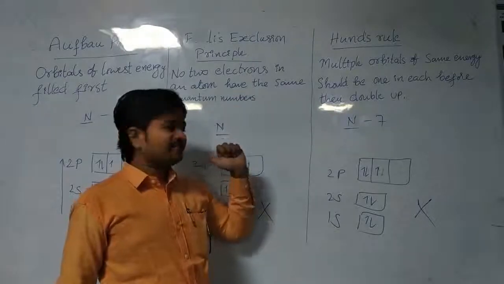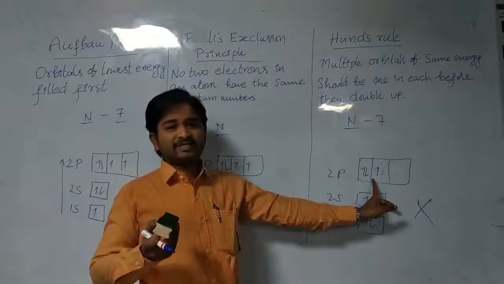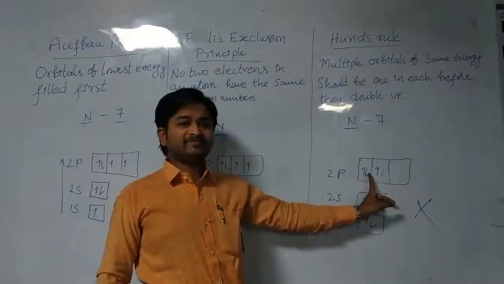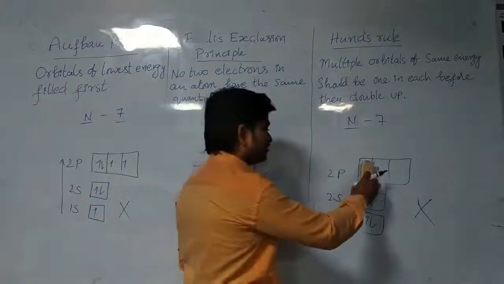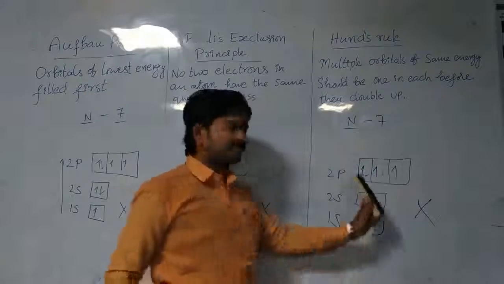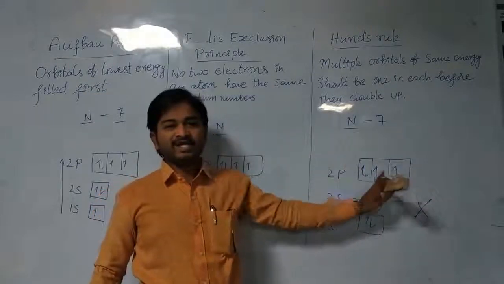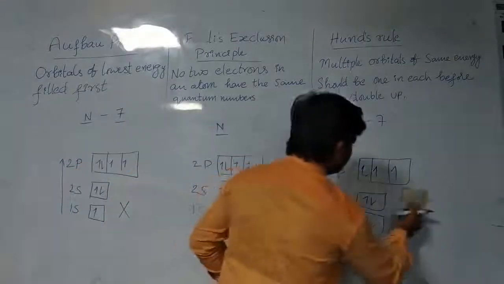For example, if you are traveling in a bus, which seat will you prefer first? First we will prefer the window seat, then only will we prefer the second seat. Likewise here, all the electrons must take the window seat first. Afterwards only they will prefer the second seat. Okay, so how can we do this?